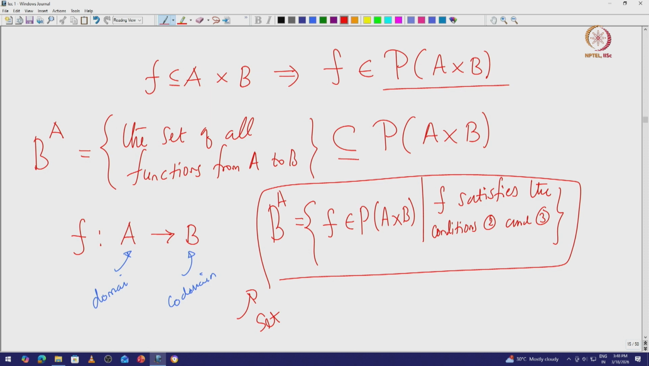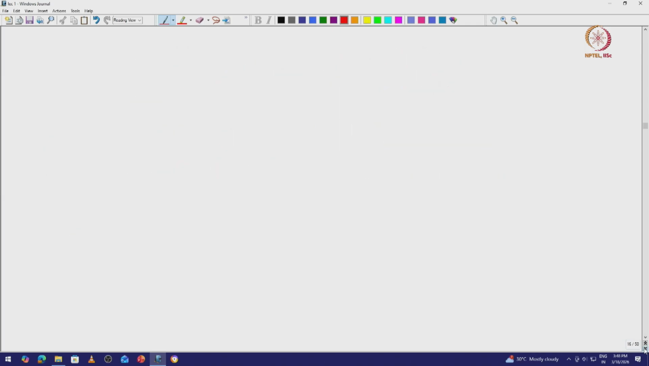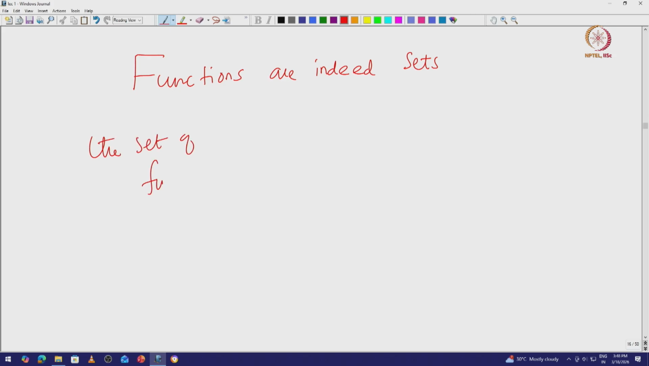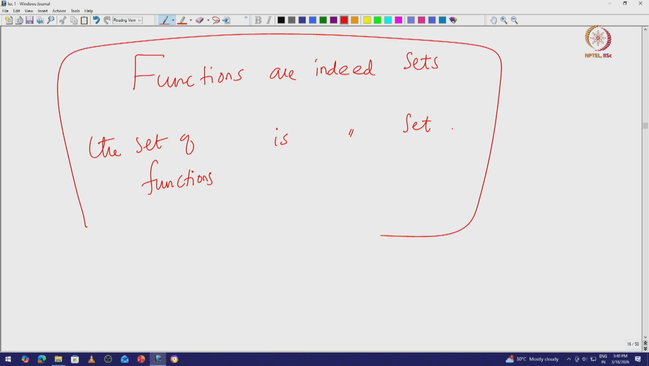Okay. So, like I said, to begin with, f is already a subset of A cross B. This is the abstraction that you need to be comfortable with. This means functions are indeed sets, and the set of functions is also indeed a set. Okay. So this is what is important.